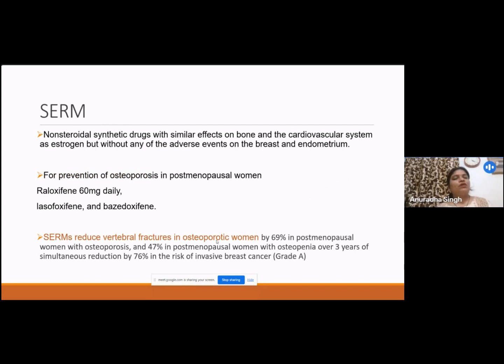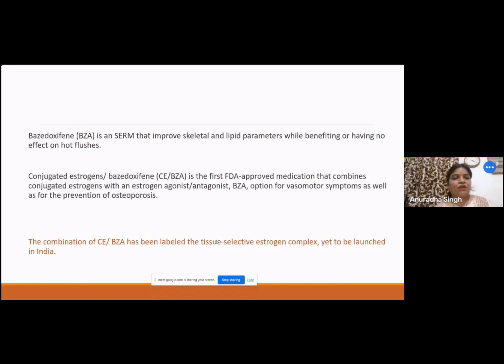Now, a word about SERMs in the treatment of osteoporosis. They have a similar effect on bone and cardiovascular health as estrogen, but without any adverse effect on the breast and the endometrium. So for prevention of osteoporosis, we can give raloxifene 60 milligrams daily, or ospemifene or bazedoxifene is important. Now, SERMs have been shown to reduce vertebral fractures in osteoporotic women by 70%. It is an important drug.